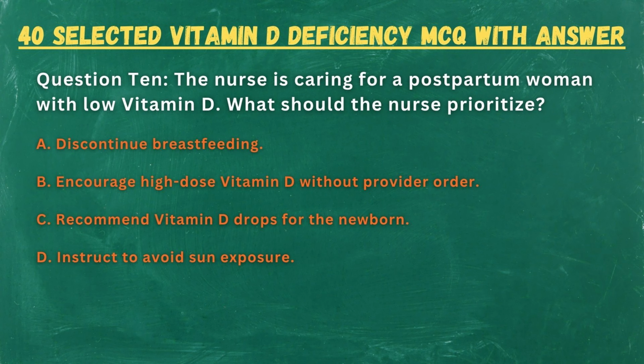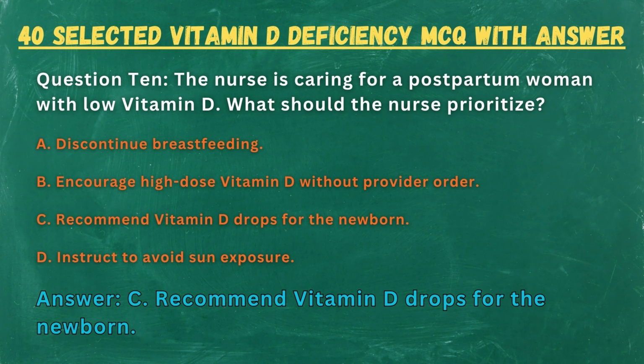Question 10. The nurse is caring for a postpartum woman with low vitamin D. What should the nurse prioritize? A. Discontinue breastfeeding. B. Encourage high-dose vitamin D without provider order. C. Recommend vitamin D drops for the newborn. D. Instruct to avoid sun exposure. Answer. C. Recommend vitamin D drops for the newborn.